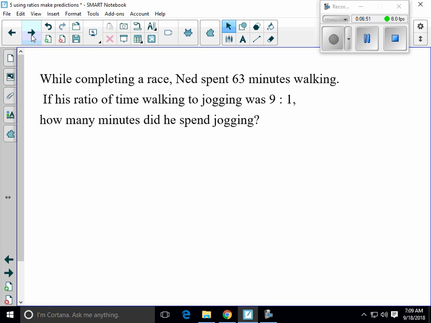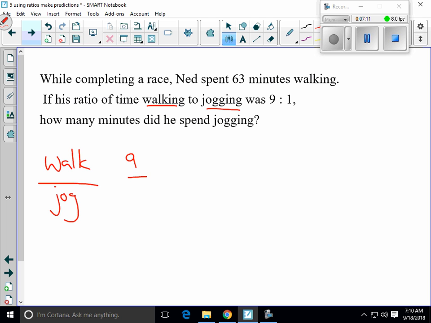And last one we'll try together. While completing a race, Ned spent 63 minutes walking. If his ratio of time walking to jogging was 9 to 1, okay, so let me write down that information. Walking to jogging was 9 to 1. Question says, how many minutes did he spend jogging?